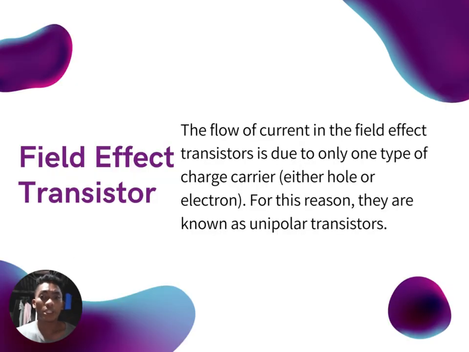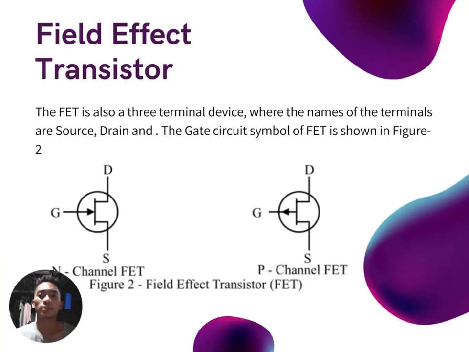The current flow in the field effect transistor is due to only one type of charge carrier. It's either the hole or the electron. For this reason, they are known as unipolar transistors. Based on the channel between the source and drain provided for the current to flow, the FET is of two types, namely the N-channel FET and the P-channel FET. In the case of FET, there is no PN junction between the source and drain.